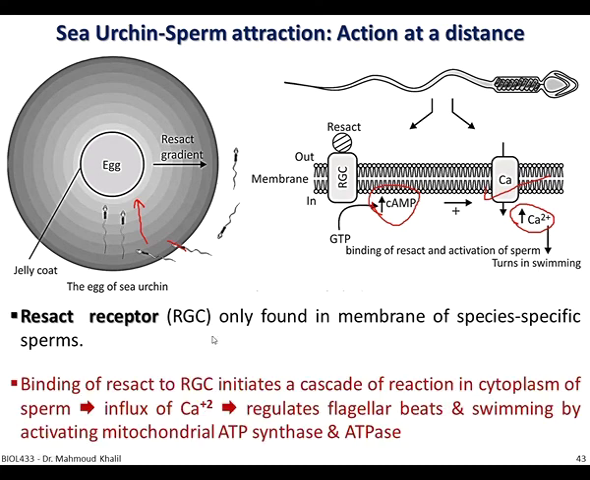So, as we said, the binding of the resact to the receptor on the cell surface of the sperm will initiate a cascade of reactions in the cytoplasm of the sperm that leads to the influx of calcium inside the sperm. This calcium is very crucial in regulating the flagellar beats and swimming by activating the mitochondrial machinery and the mitochondrial ATP synthase, and the ATPases break down ATP to release energy sufficient for the swimming of the sperm toward the egg.